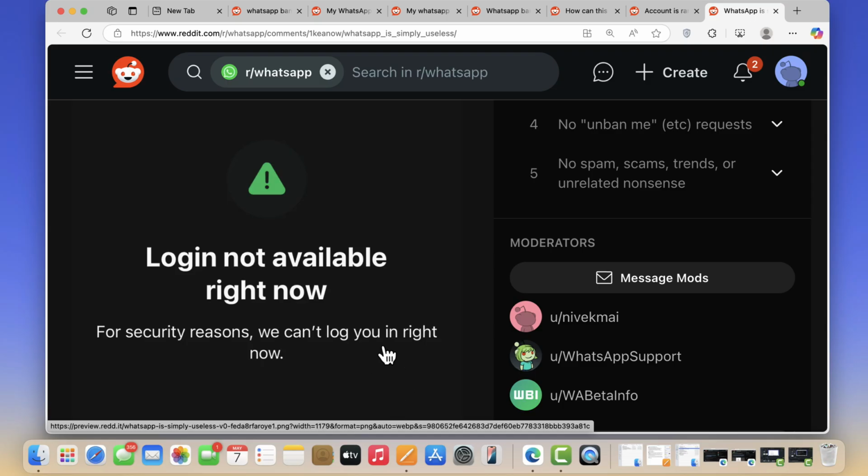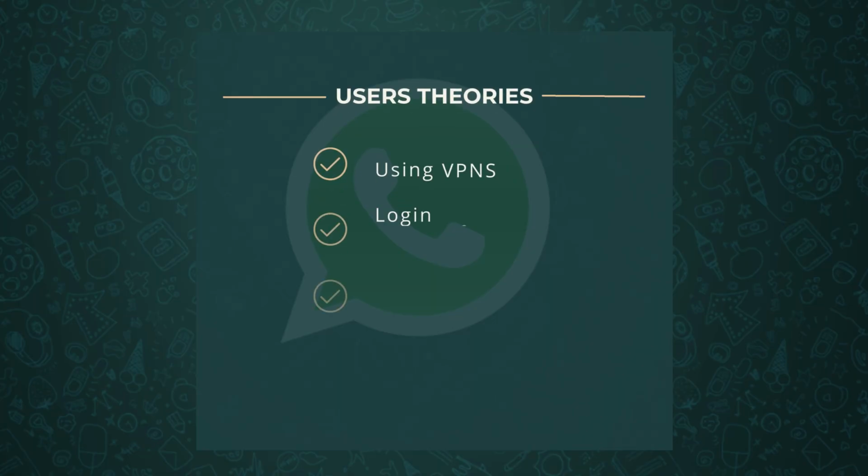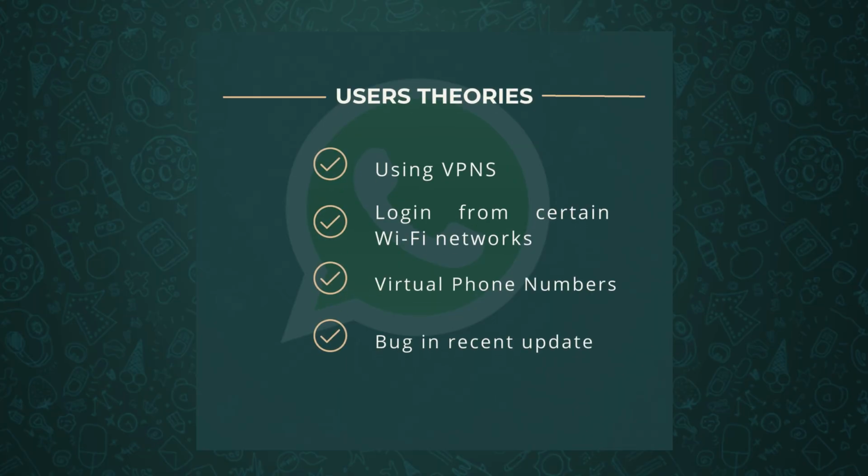Now, no one from WhatsApp has officially confirmed the cause, but users are throwing around a few theories. Some believe it might be related to using VPNs, logging in from certain Wi-Fi networks, virtual phone numbers, or maybe even a bug from a recent update. So there is a possibility that this could be another glitch in the system.